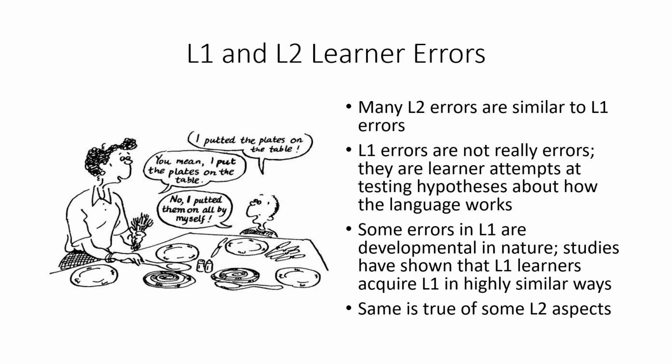So some errors in first language are developmental, and studies have shown that first language learners acquire their native language in highly similar ways. And the same is true for some aspects of second language learning. There does seem to be a natural course of development. We're going to learn about that in this class, but it's not exactly the same as the natural course of development for first language.